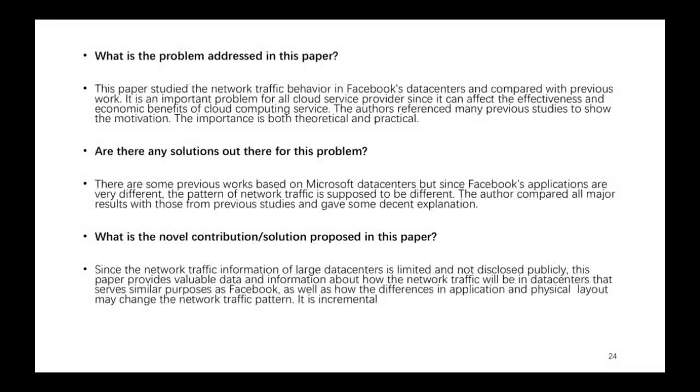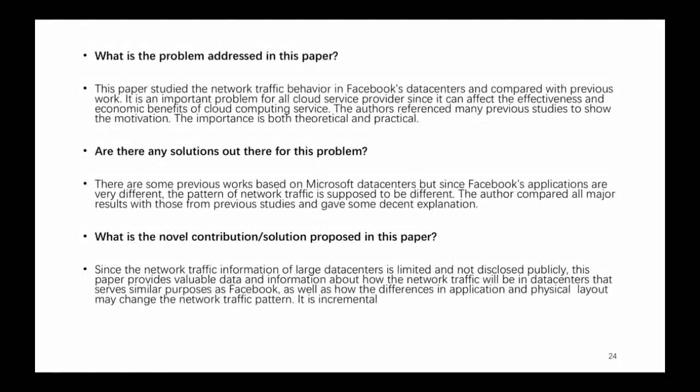Now let us try to analyze the paper and see if the problem is addressed in the paper. We saw that the paper studied the network traffic behavior in Facebook's data centers and compared it with previous work. This is an important problem for all cloud service providers, and it can affect the effectiveness of the economic benefits of cloud computing service. The authors also referenced many previous studies to show the motivation. The importance is both theoretical and practical.